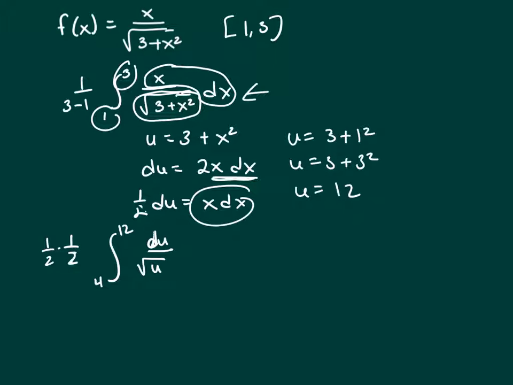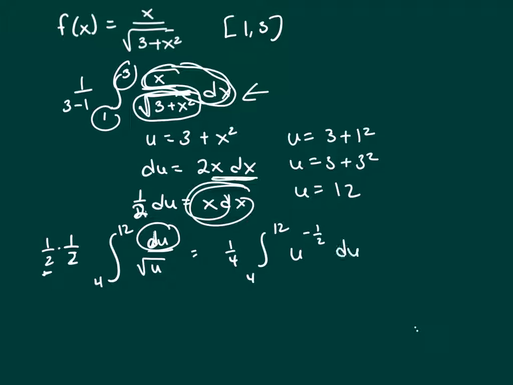All right, so let's review that one more time. x dx is 1/2 du. And the denominator is the square root of u. So let's integrate this. This is 1/4 integral from 4 to 12. Everything's in terms of u, and this is u to the negative 1/2. Bring the square root of u up, du.